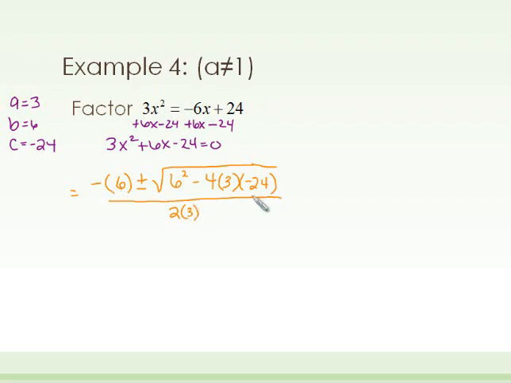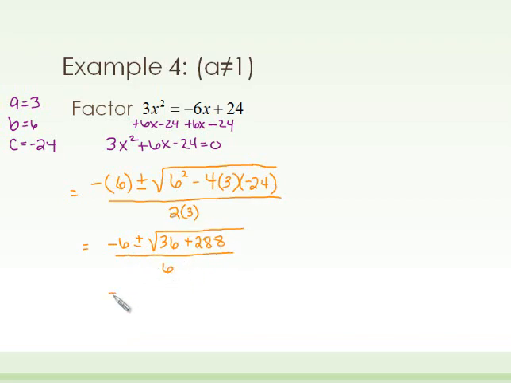Alright, so let's go ahead and simplify everything here. On the top we have a negative 6. There's no other negative to cancel with that. In our square root, 6 times 6 is 36. And here we have 4 times 3 times a negative 24, which is a negative 288. Now that negative and the minus sign will cancel, so this will be a positive 288. On the bottom we have 2 times 3, which is 6.